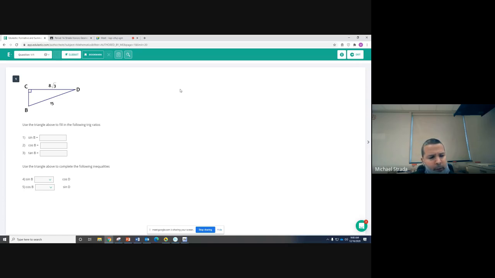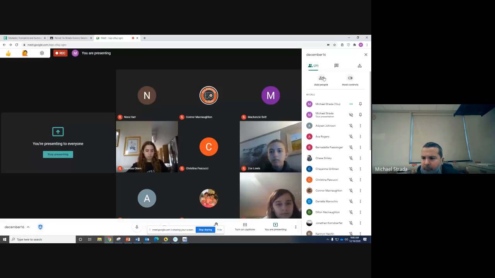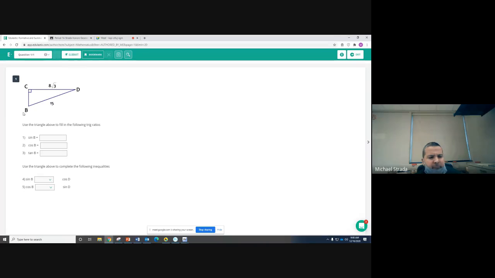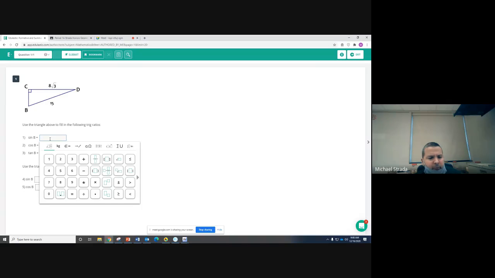All right. The idea is we're using the triangle above to fill in the following trig ratios. So the sine of B, remember when you enter it in, you're entering in a fraction because it's a ratio. So that's going to be the 8 root 3 over the 15.